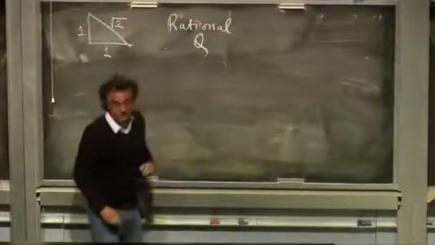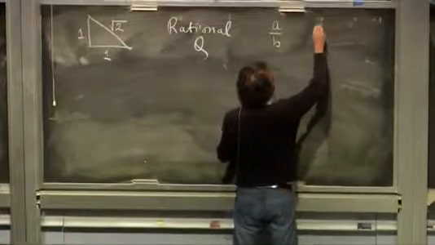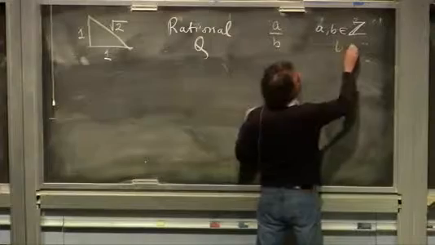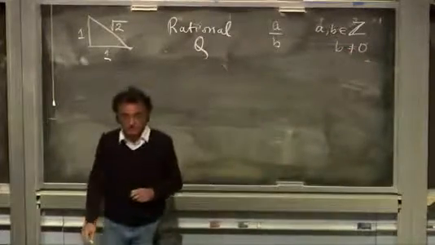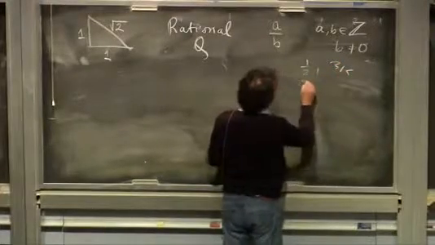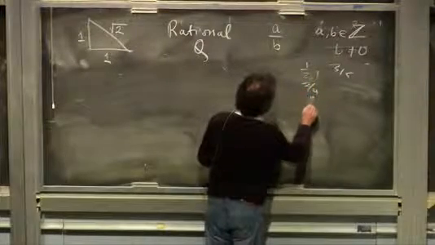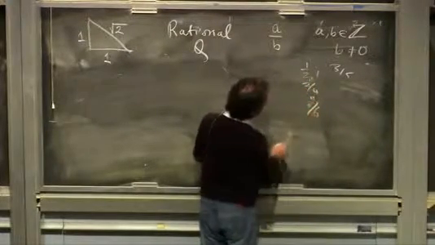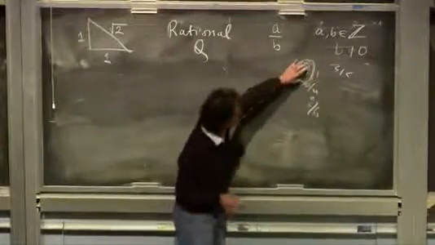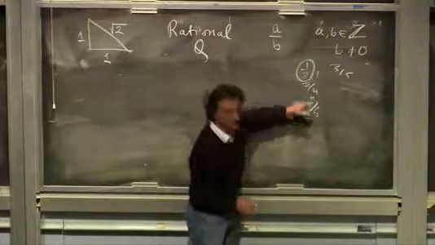A rational number q is of the form a over b, where a and b are integers, and b is not equal to 0. Right? 1 over 2, 3 over 5, 2 over 4. But of course, 1 over 2 is equal to 2 over 4, equal to 3 over 6. And this is in its lowest terms. You can always cancel out common factors, and you can always make sure there are no common factors between numerator and denominator.